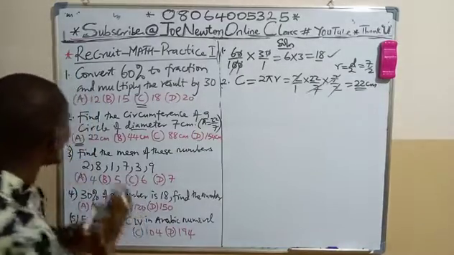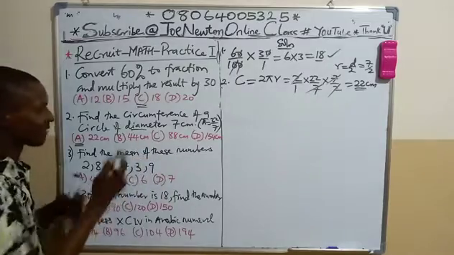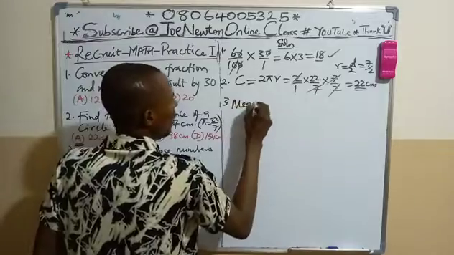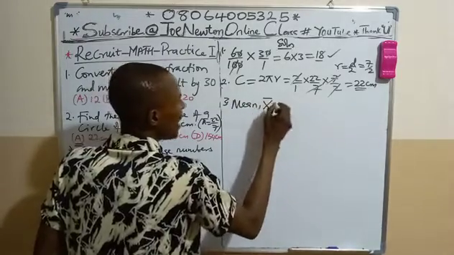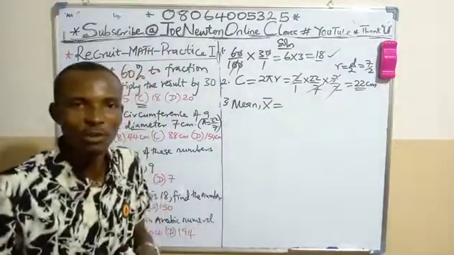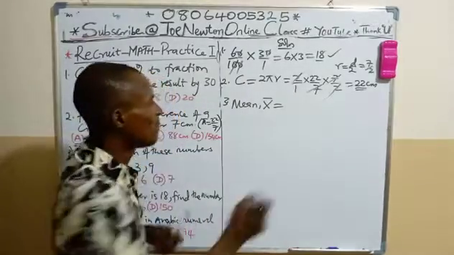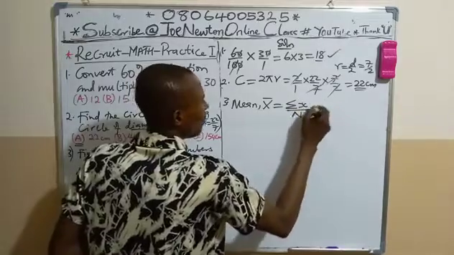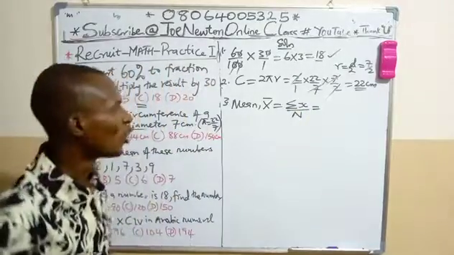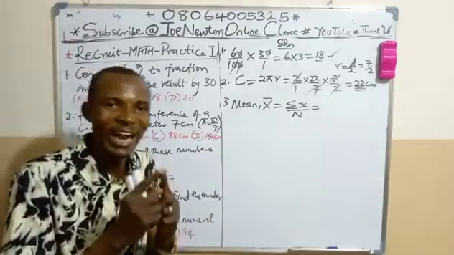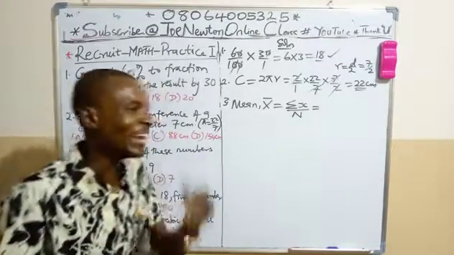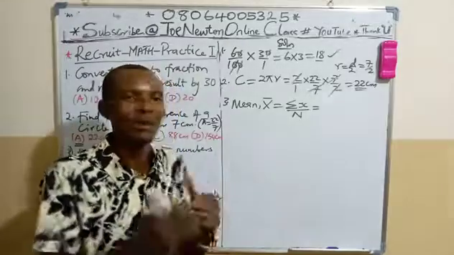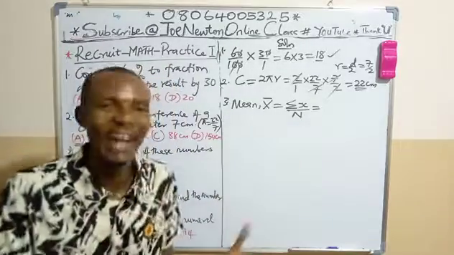Number 3 question says, find the mean of these numbers. So the mean of a set of numbers we symbolize by x bar. That's the symbol for mean of a set of numbers in statistics. So the formula is summation x over n, because this is ungrouped data. So summation here means addition of all the items or numbers or scores and divided by the number of occurrences or by their frequency. That's by the number of digits. That's how many they are.